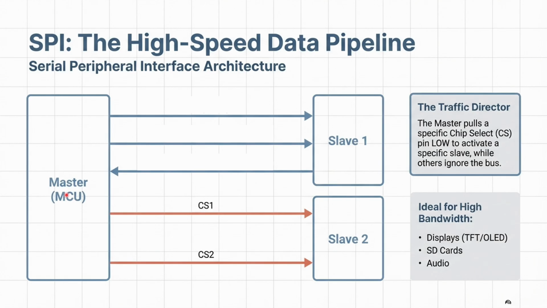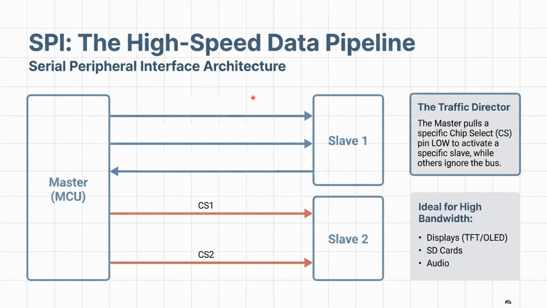Now, if I2C is the minimalist choice with just two wires, SPI, Serial Peripheral Interface, is the speed demon of the engineering world. We use SPI when we need high bandwidth. Think of tasks like updating high-resolution images on a TFT OLED display, reading large files from the SD card, or streaming audio. Look at the high-speed data pipeline on the slide.